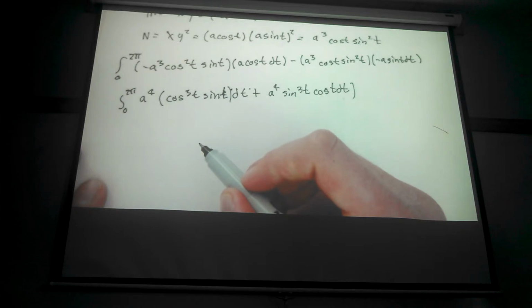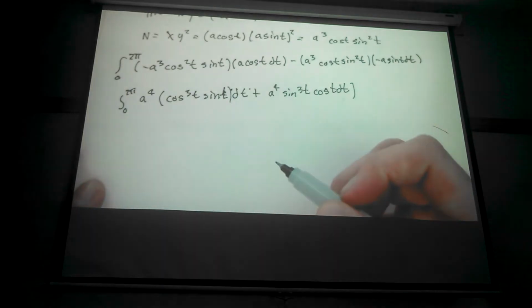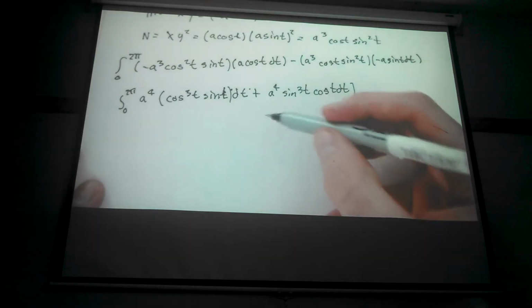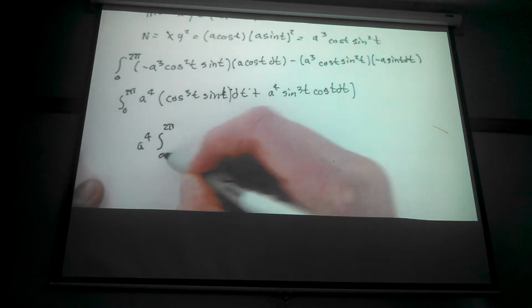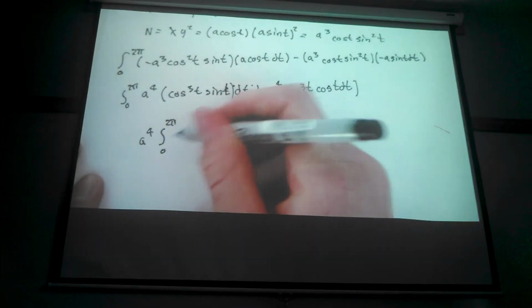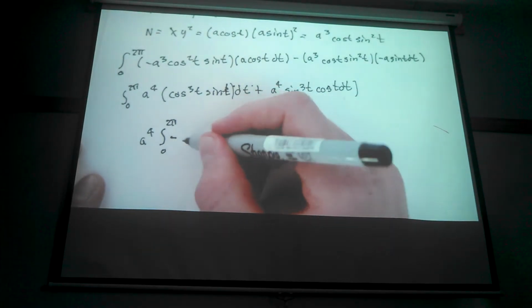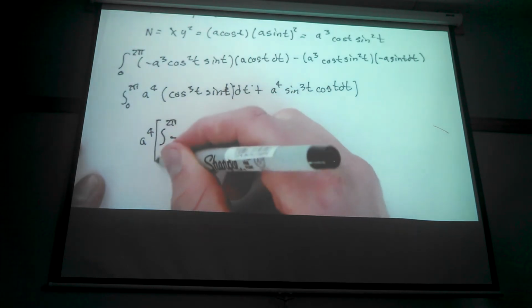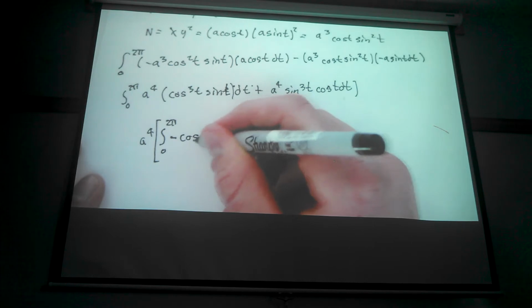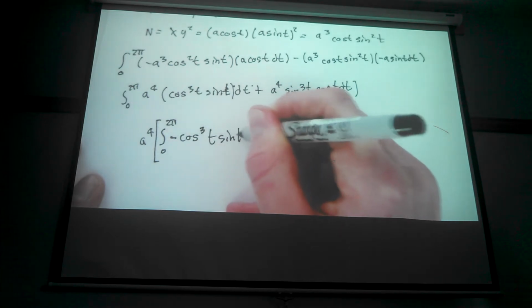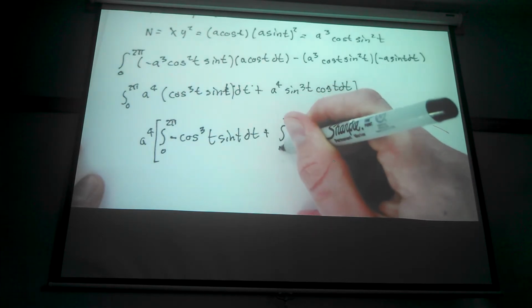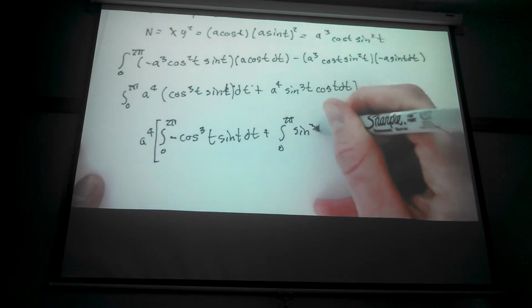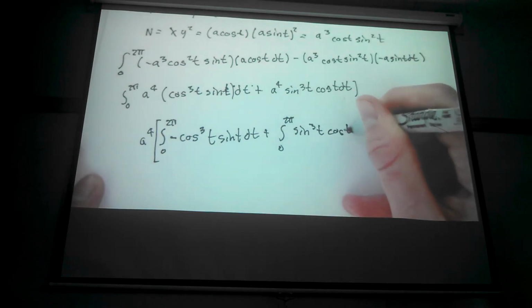Both these terms have an a to the fourth, so we can take that out. This one has a negative sign, so we're going to have negative integral of cosine cubed t sine of t dt plus the integral of sine cubed t cosine t dt.